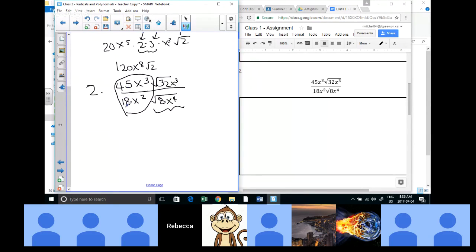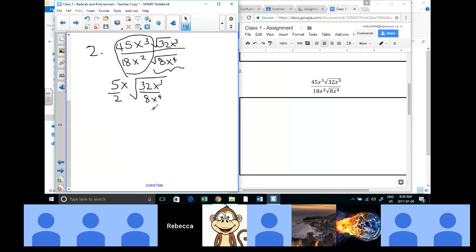So the first thing we'll do is we can reduce 45 and 18. We divide them both by 9, we get 5 over 2. We'll have 1x left on the top because we have x to the 3 and x to the 2. And we have one big root here, 2x to the 3 divided by 8x to the 4. So this actually reduces within our brackets. So we have 5x over 2.